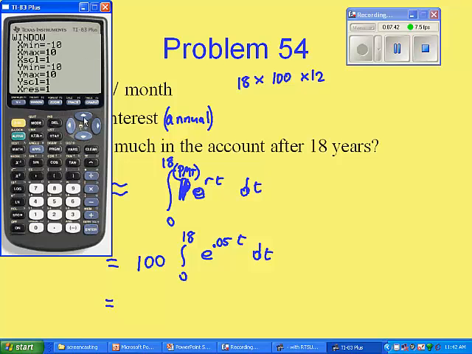So I need to change my window. Well, I'm going to go up to 20, and I still won't see it. I just changed the x's. But what I'll be able to do now is get the integral from 0 to 18.